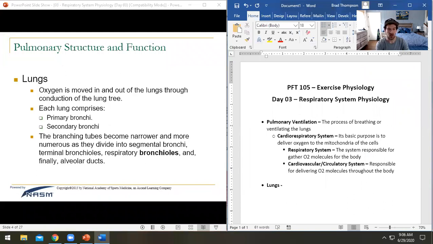So your lungs are these large, empty, sac-like structures that are able to house the conducting parts of the respiratory system, right? Primarily, those conduction parts are going to be your primary bronchi, and then you do have secondary bronchi as well, which can branch down.